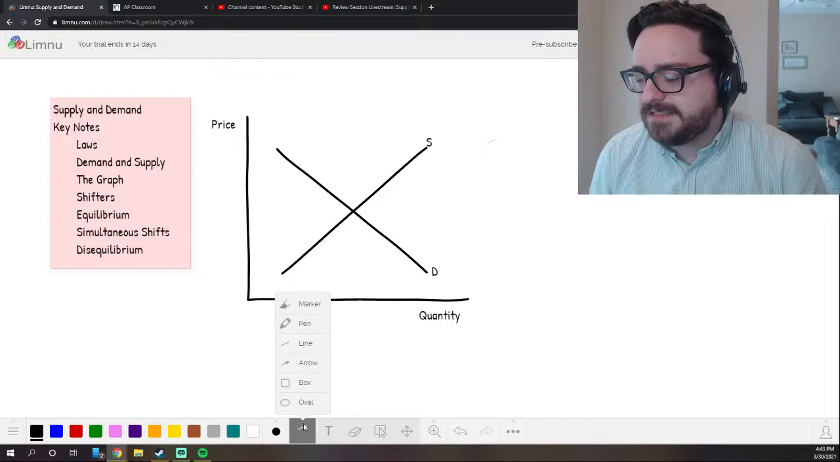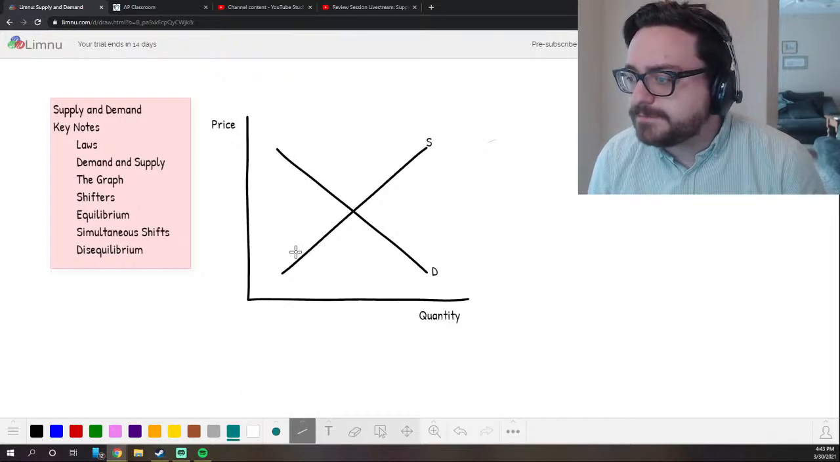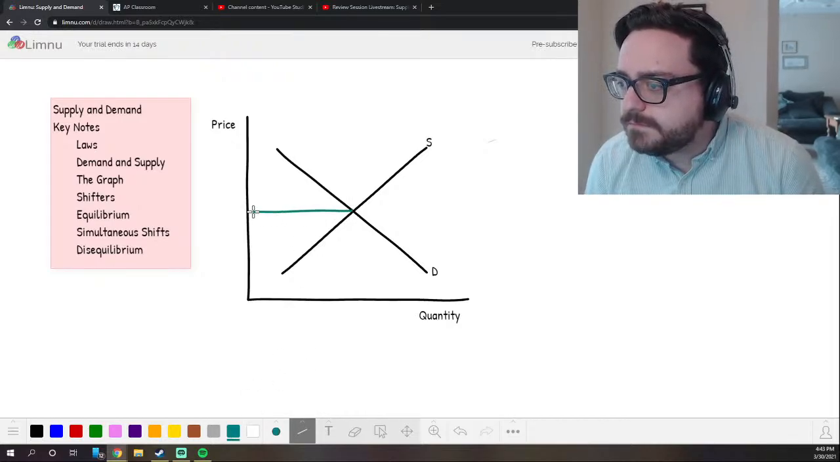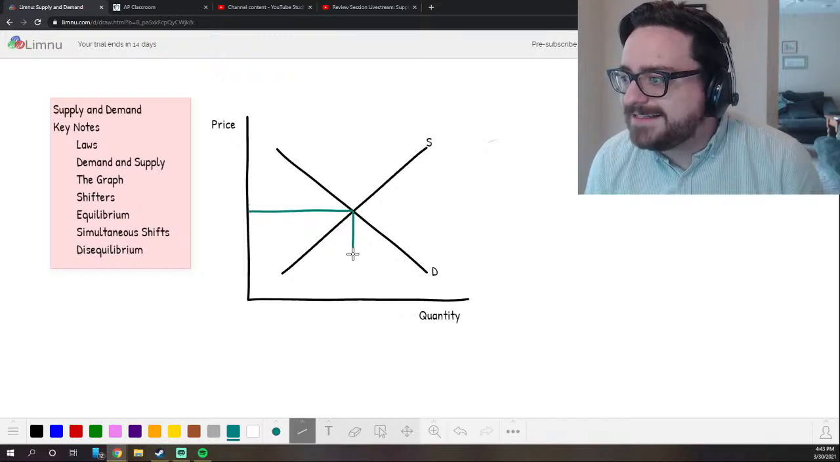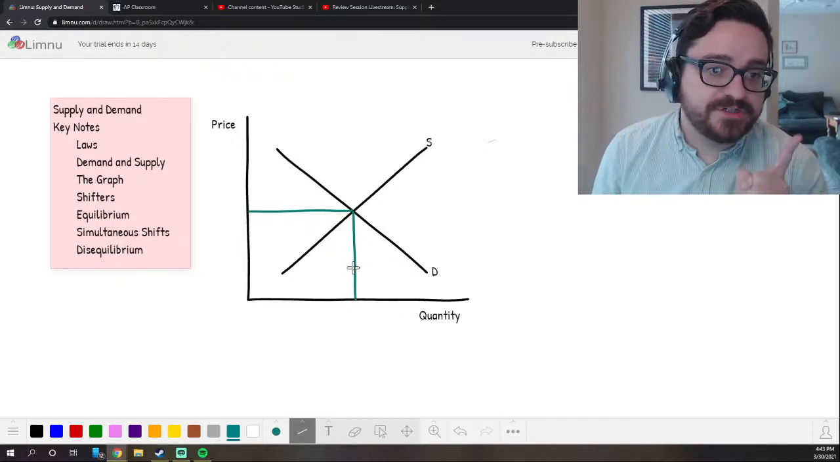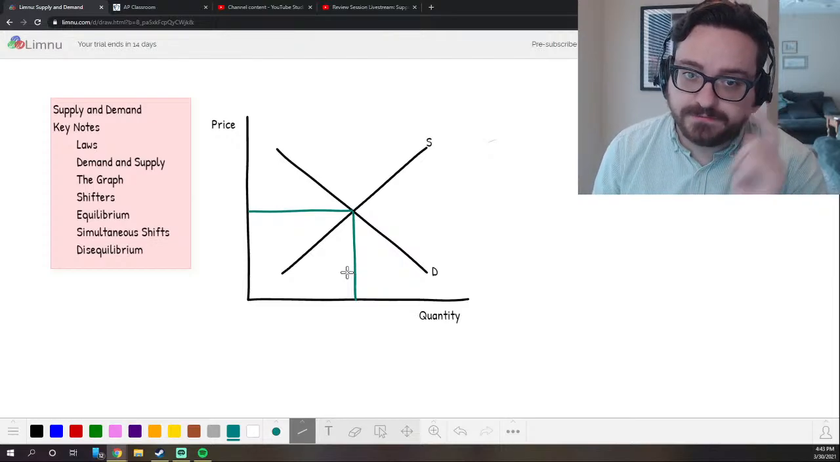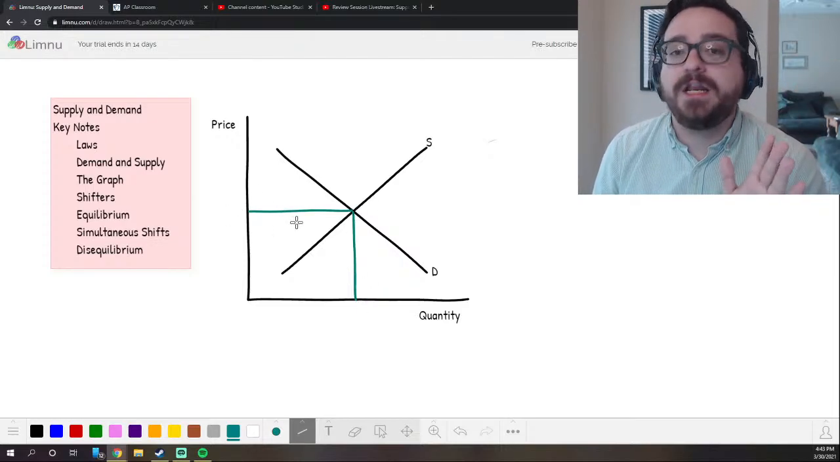Can I make it a dotted line? I don't think I could. I'll make it a different color. We're at this equilibrium, which on my graph should be dotted. I can't make it dotted here, so just imagine it's a dotted line.